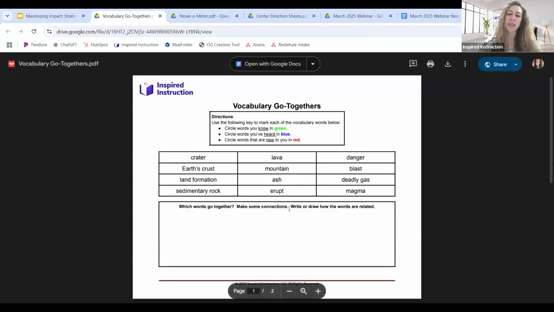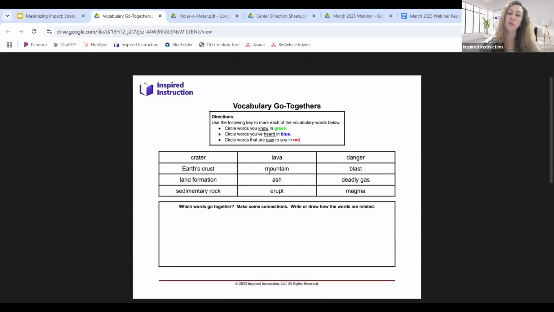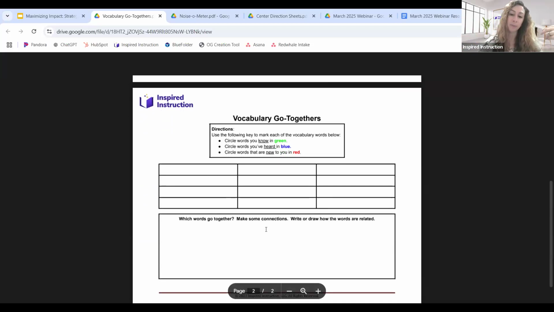It provides the students with a series of words and asks them to circle the words they know in green, circle the words they've heard of in blue, and circle the words that are new to them in red. And then below, they make those connections. Which words go together in this group? How do they know? Draw some ways that the words are related or write down some of the ways that the words are related. You can elevate this by using new, high-level vocabulary from texts or novels that you're reading. And a template is found here.